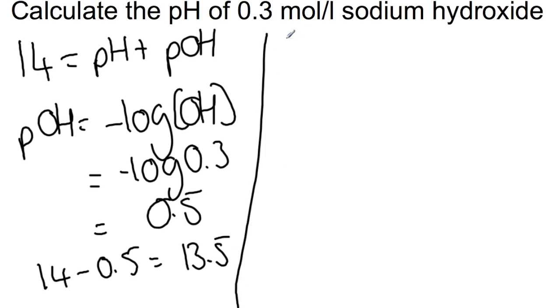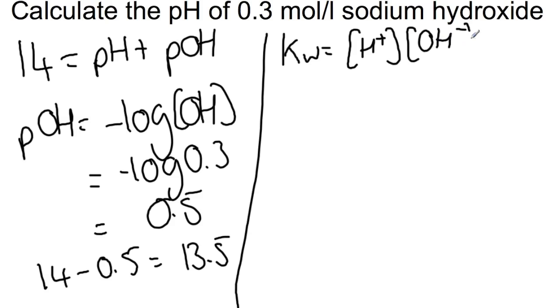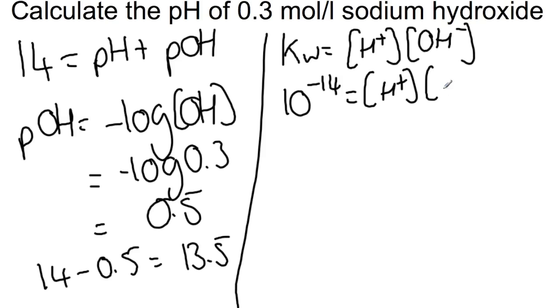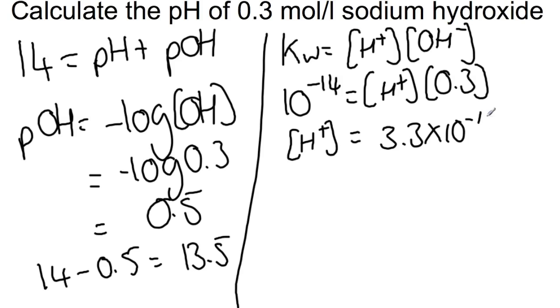The second method uses our ionic product of water, Kw, and if we assume that our sodium hydroxide is at room temperature, 24 degrees, then we have 10 to the minus 14 equals the concentration of H plus multiplied by the concentration of OH minus. If you rearrange that, then you'll get your concentration of H plus, which will be 3.3 times 10 to the minus 14, and then you can put that into the pH equation.